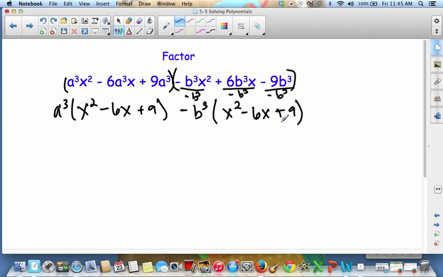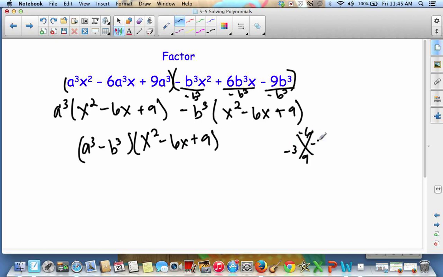Okay, so that's how I get those signs. We want these two to be the same. So I'm going to go ahead and put my a cubed minus b cubed together, and then I'm left with x squared minus 6x plus 9. Can this be factored? It sure can. We're going back to Argyle right here. So we have a negative 3 and a negative 3. So we have x minus 3, that quantity squared. So I just factored that.